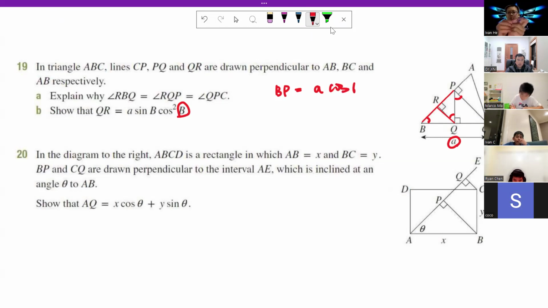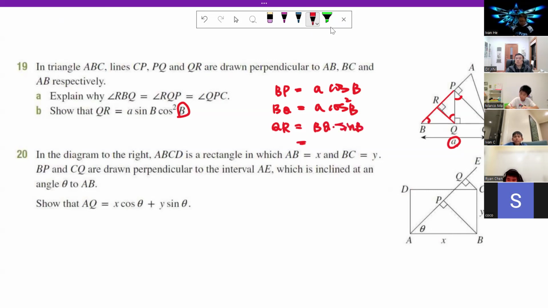times cosine B. That's for sure, right? This is A times cosine B, which becomes BP. Good. All right, so BP, you want to convert to which one? You can do BQ. Yeah, why not? So BQ is BP times cosine B. So you have two cosines, because the first one is BP, the whole thing, times another cosine. So that's BQ. BQ is not done yet. The final one is QR. QR is BQ times, how to get to QR, a sine.